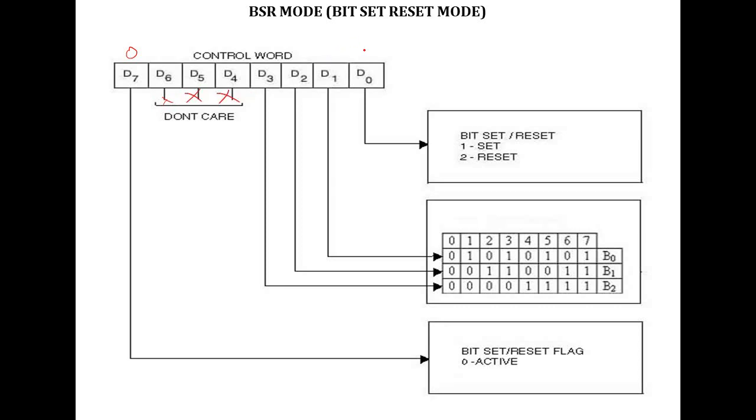As I said, if we want to enable one particular pin or one particular line, then we have to set or reset it. So in that case, we have to make it either 0 or 1. If we make it 0, that particular pin is reset. If you make it 1, that particular pin is set. So this is supposed to be 0.